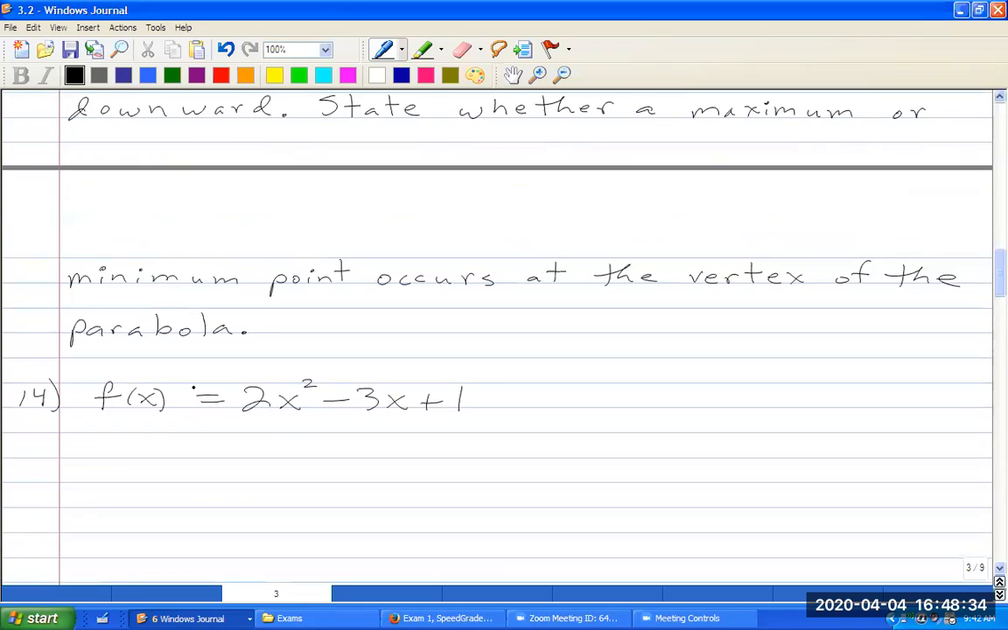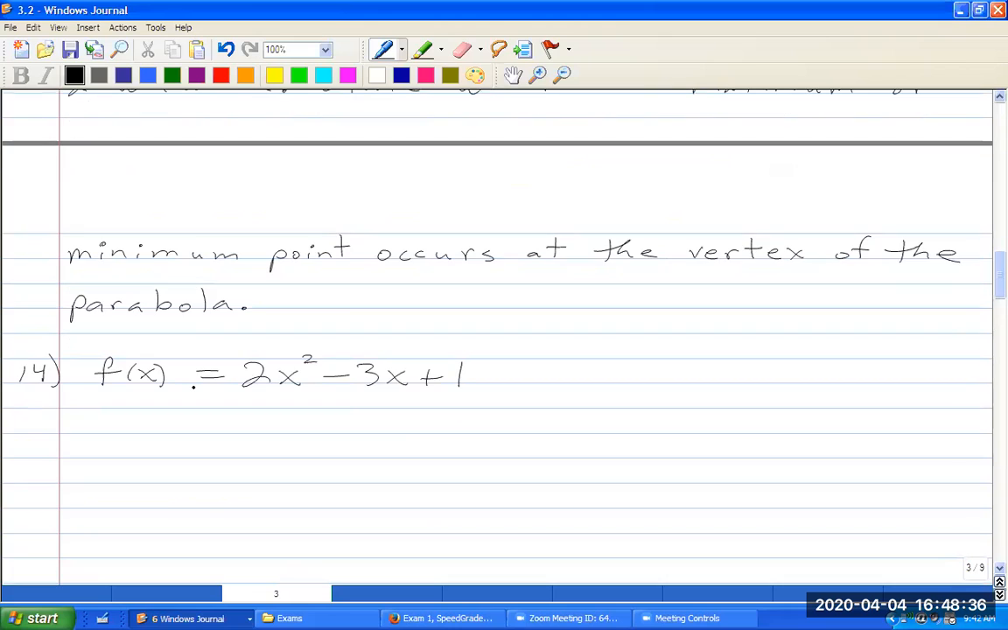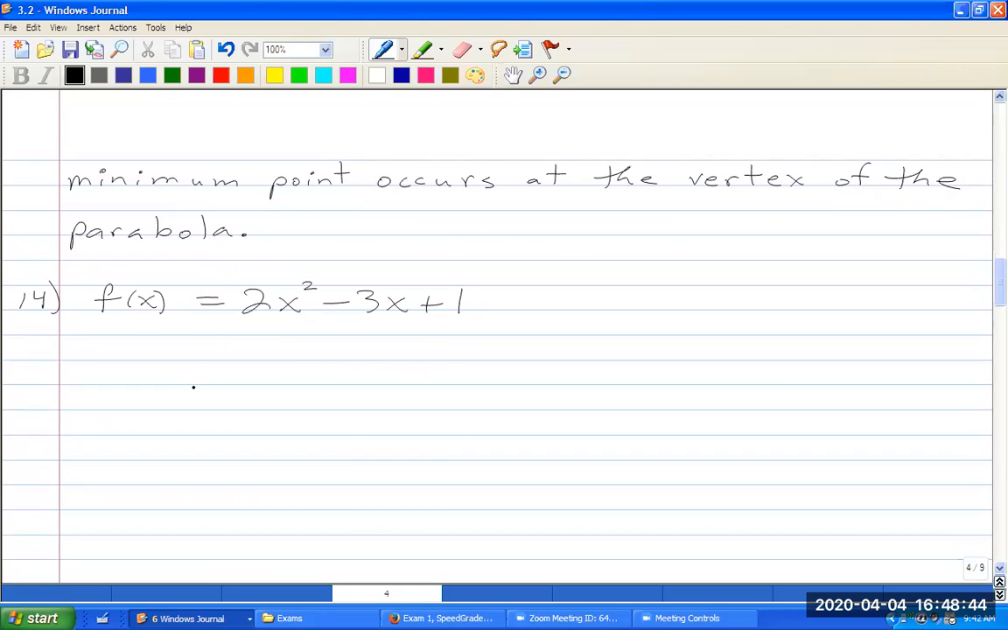So in this case, all you want to do in these problems is determine, does this parabola go up or down? If you remember, it goes up or down depending on the sign of the quadratic coefficient. So I look at the quadratic coefficient. In this case, a is 2. Since 2 is greater than 0, this means that the parabola points upward.